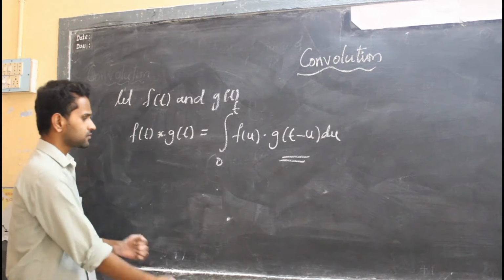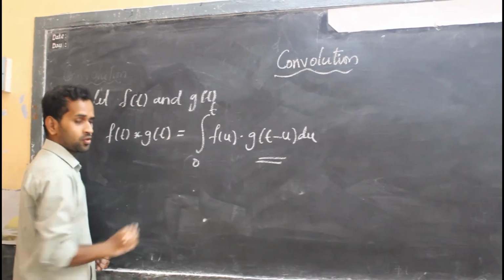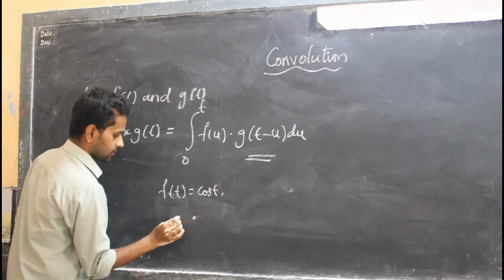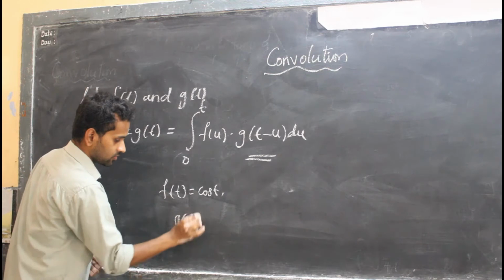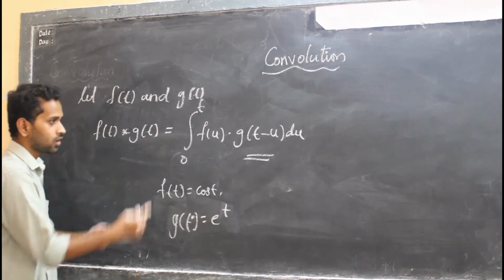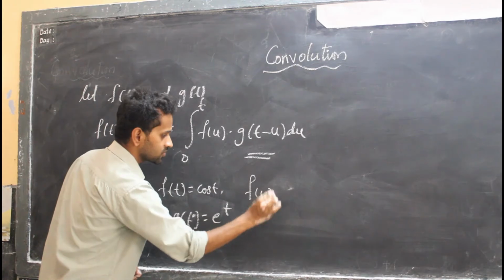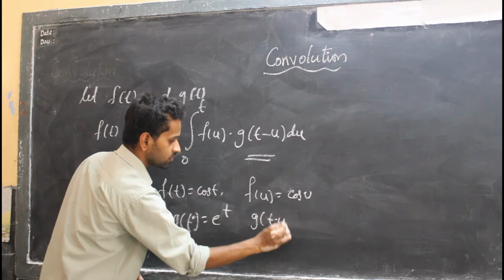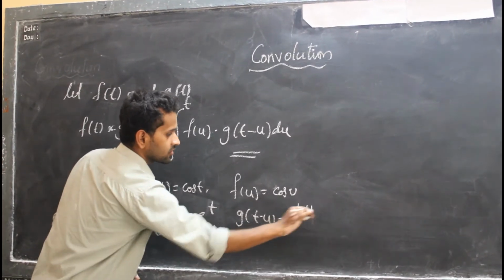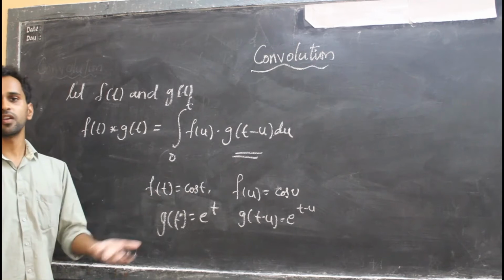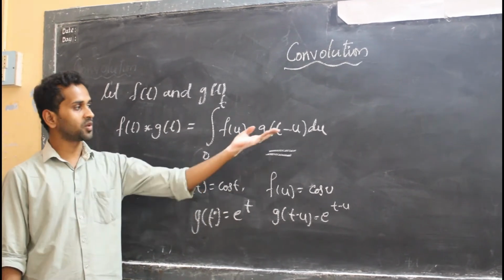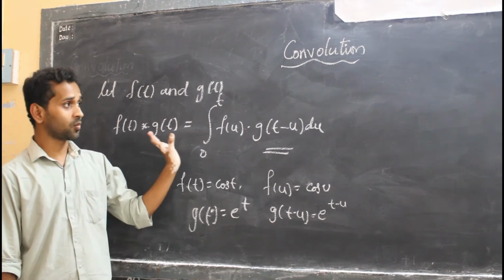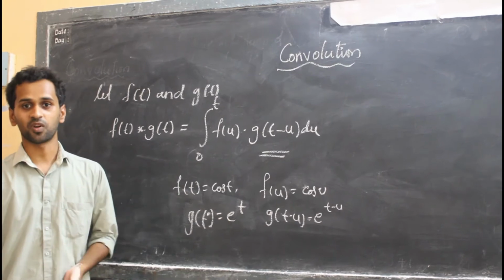Here, how to get f(u)? For example, f(t) equals cos t, and g(t) equals e to the power of t. So how do we convert to f(u)? f(u) becomes cos u, and g(t minus u) becomes e to the power of t minus u. That means wherever t comes in f, I am replacing it by u, and wherever t comes in g(t), I am replacing it by t minus u. Using this statement, I am going to see the convolution theorem statement here.